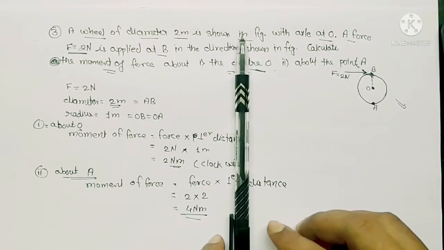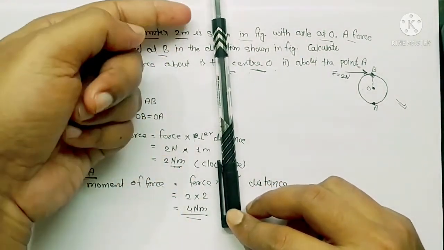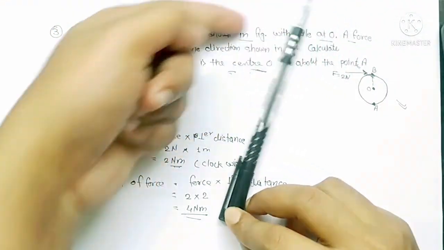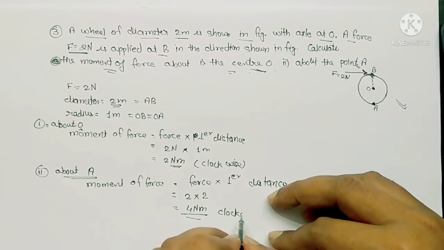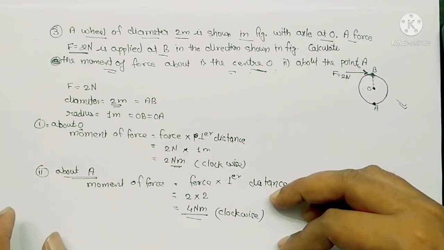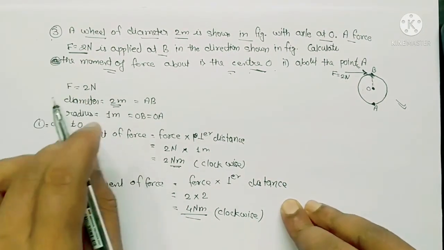So for about point A, this is the lower point, and we are applying the force on the same side. So this will again move in a clockwise direction. So in both the cases, the rotation of that wheel is in clockwise direction only. So this was the third question.